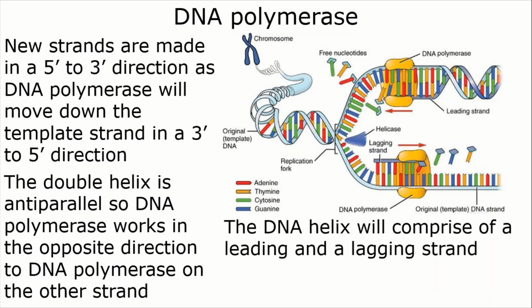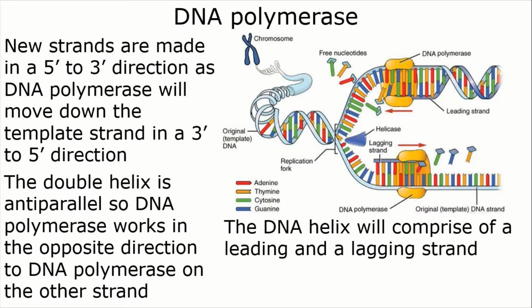Now, the DNA helix, as it's replicating, will have what's known as a leading strand and a lagging strand. The leading strand is the one where our original template strand is running in a 3' to 5' direction. And this is our leading strand because DNA polymerase can bind straight away to that 3' end on our original DNA strand, and it can just move down in the 3' to 5' direction, making our new strand in its 5' to 3' direction without any difficulties.